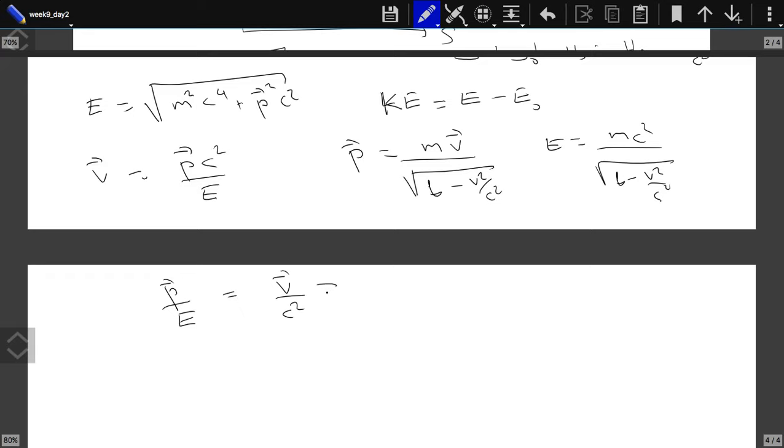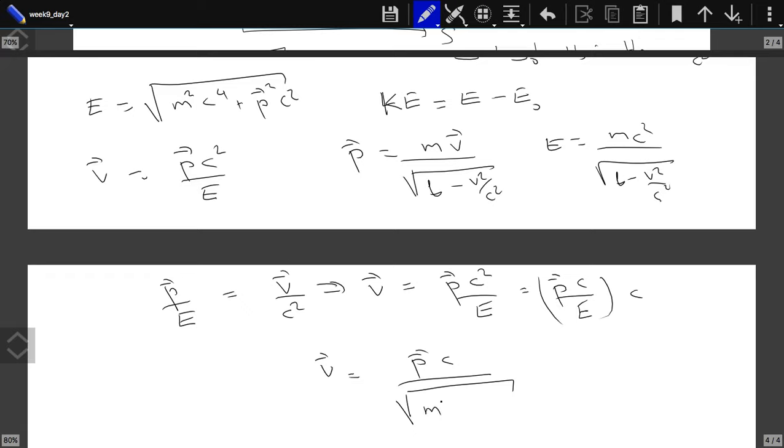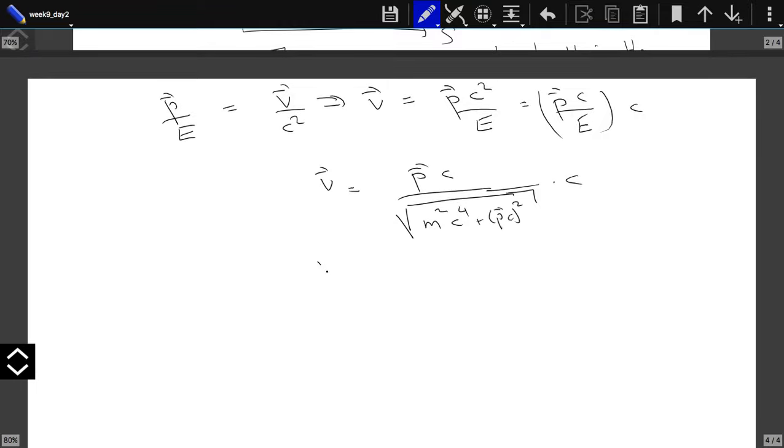So the velocity of an object you can always write as pc squared over E, or as pc over E times c. So the velocity of an object is p times c divided by square root of m squared c to the 4 plus p squared c squared, times c. Or in terms of the magnitude, the speed is equal to the momentum divided by square root of m squared c squared plus the momentum squared, times c.